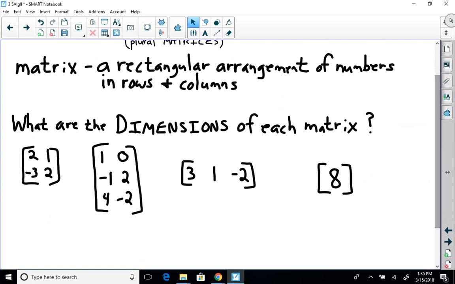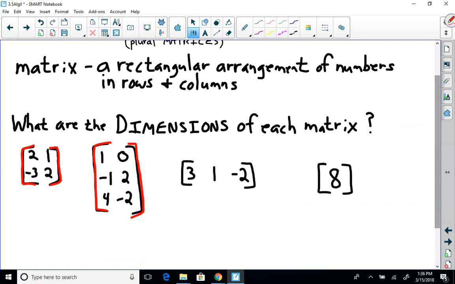In the math world, whenever you see brackets around rows and columns of numbers, that would indicate a matrix. You can see here in this one on the left, the brackets indicate that's a matrix. These brackets indicate that's a matrix, so on and so forth. As for the dimensions of a matrix, dimensions are given as the number of rows by the number of columns. Rows go across, columns go down.